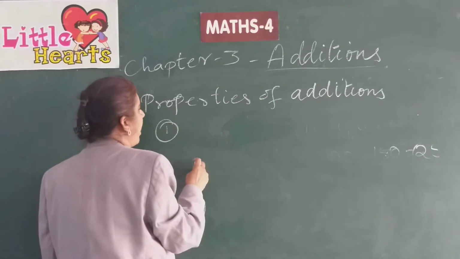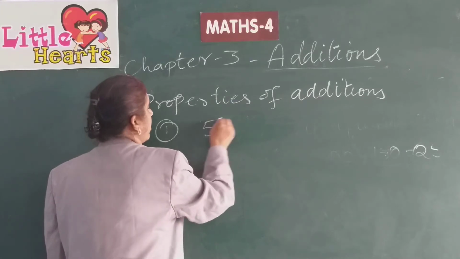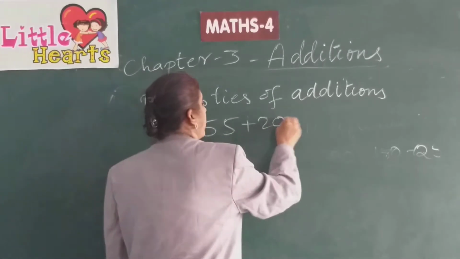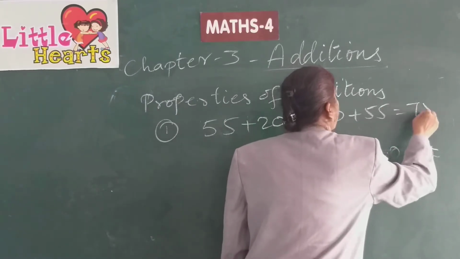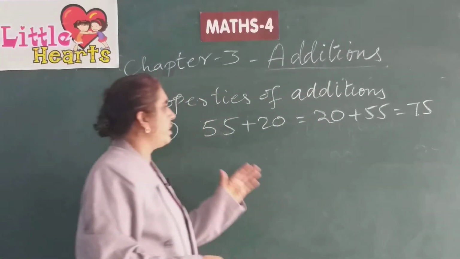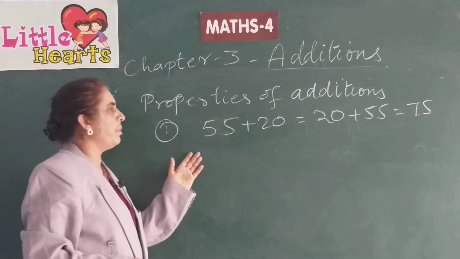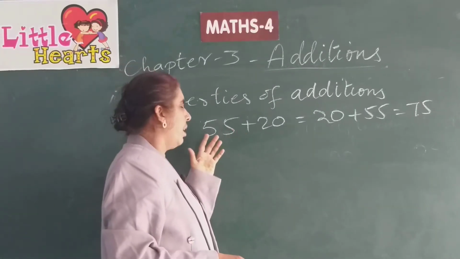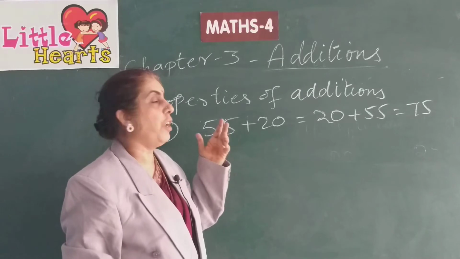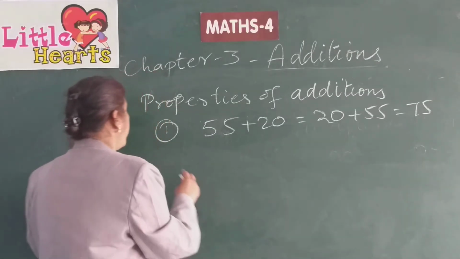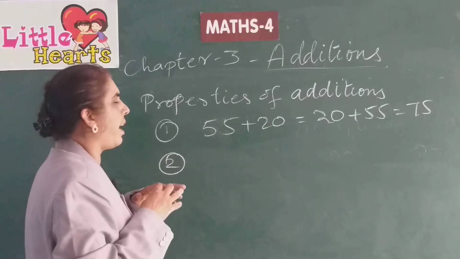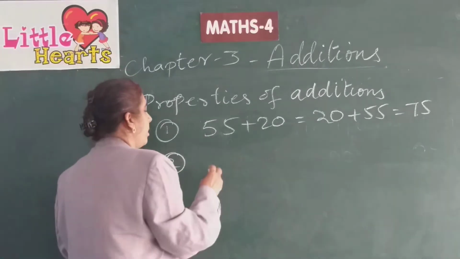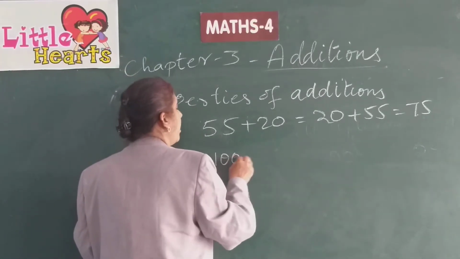Any number, if you add in any order, we get the same answer. If two numbers are added in any order, the sum will not change. And if two or three numbers are grouped together and added in any order, there will be no change in the sum.